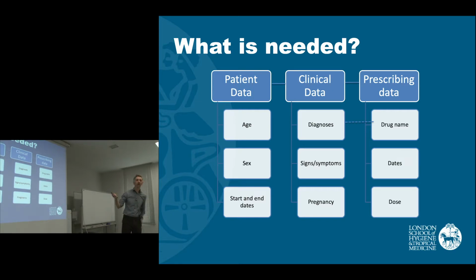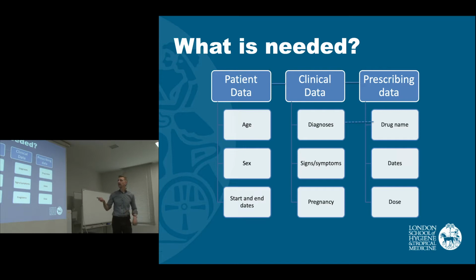We also need to have clinical data recorded for them. So we would have diagnoses. I want to know, does this woman have bipolar? Does she have epilepsy? Why might she be taking treatments? So that's the kind of information I'm going to need. We also have signs and symptoms. Might be useful for us to know other things that are happening. And then really importantly, pregnancy. I want to know if a woman who was exposed to certain treatments has become pregnant.